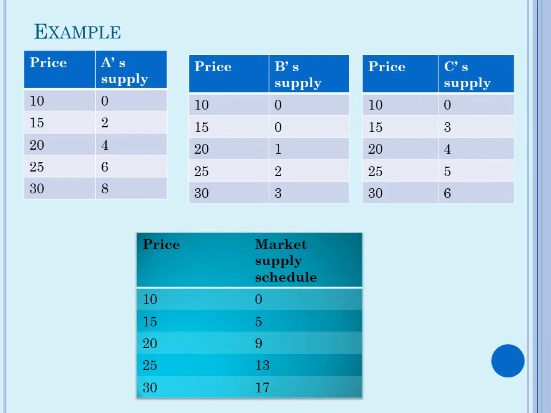At rupees 20, A is supplying 4 units, B is supplying 1 unit, and C is supplying 4 units, so total 9 units. At rupees 25, A is supplying 6, B is supplying 2, C is supplying 5. Total we get 13. At rupees 30, A is supplying 8, B is supplying 3, and C is supplying 6 units. Total we get 17 units. So this is market supply: A plus B plus C.